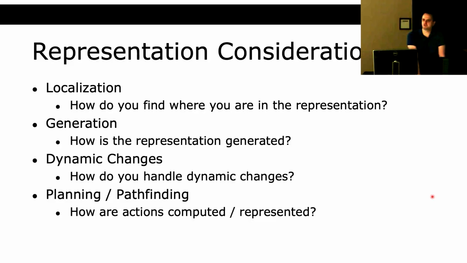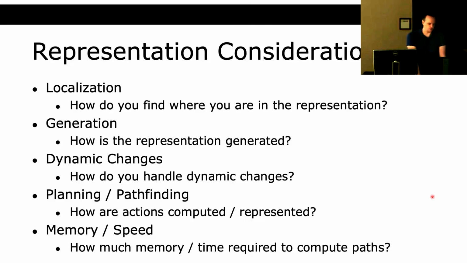How are the actions computed and represented? That's going to be an issue. And also, how much memory and time are going to be required to compute the paths, right? Because if we have this really arbitrarily small precision environment and the paths are really, really precise down to the millimeter, then probably that path is going to take a lot longer to generate and a lot more memory to store than if it was a 1 meter or 1 kilometer, etc.